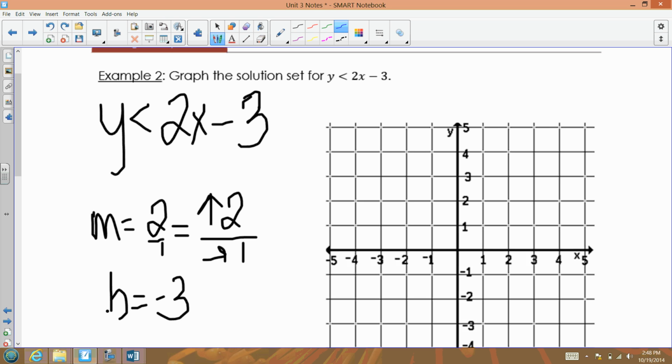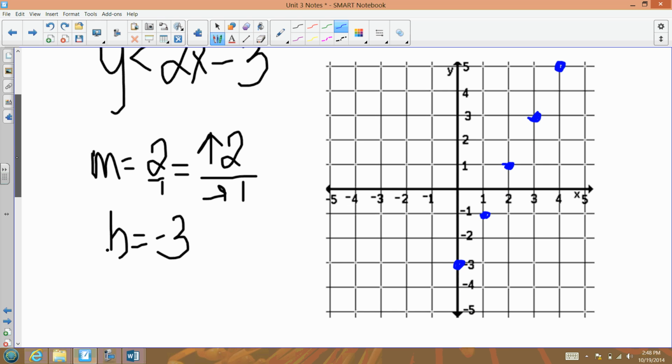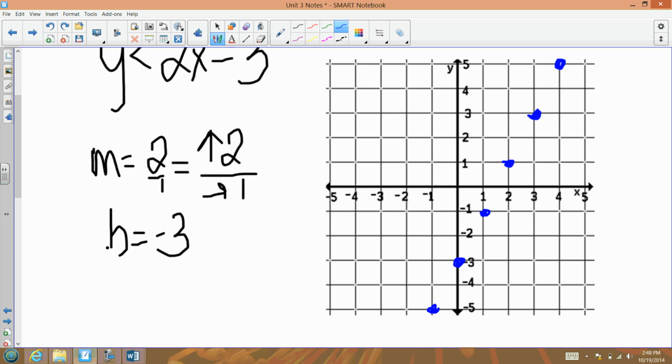So I'm going to start down at negative 3, and I'm going to rise up 2, right 1, up 2, right 1, up 2, right 1, up 2, right 1. And then I'm going to backtrack. I'm going to go the other way. So down 2, left 1.